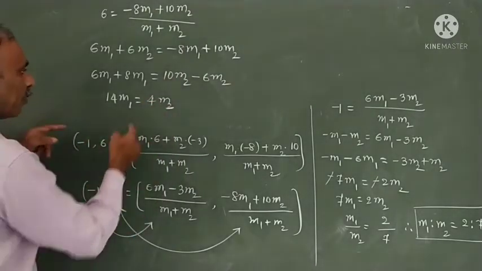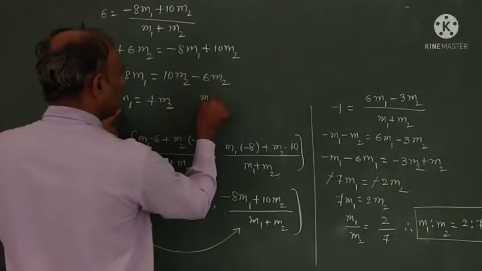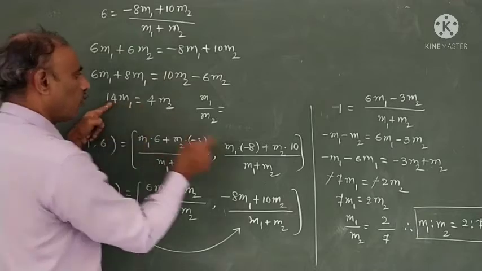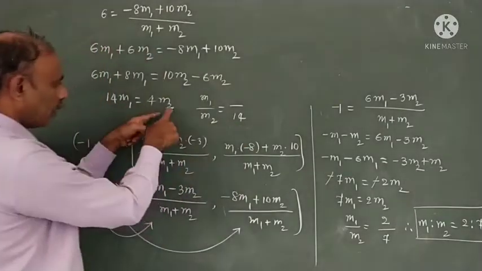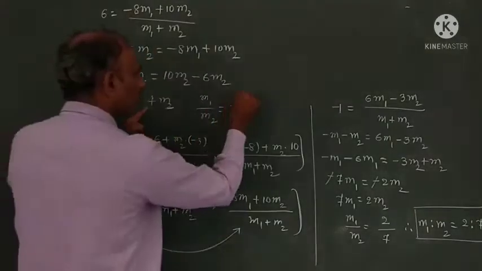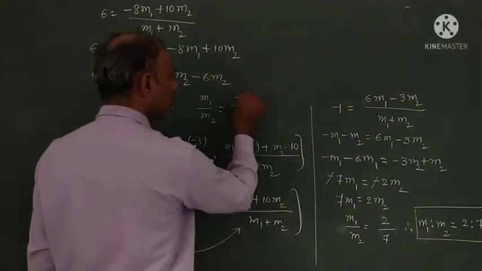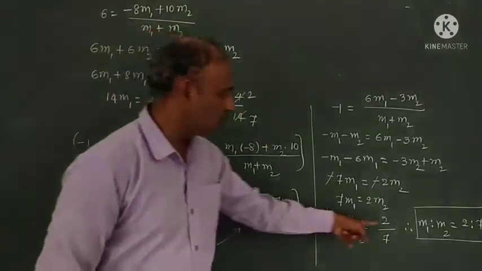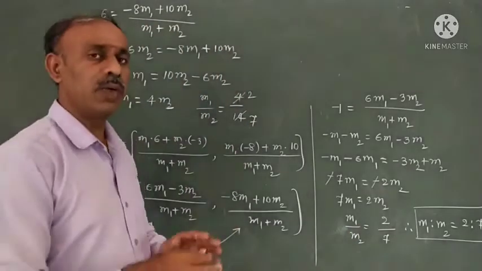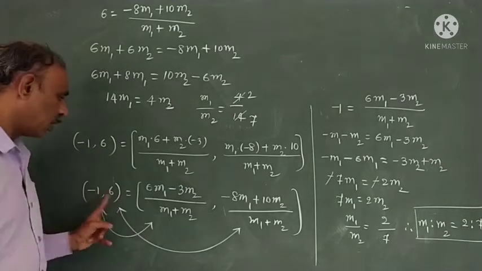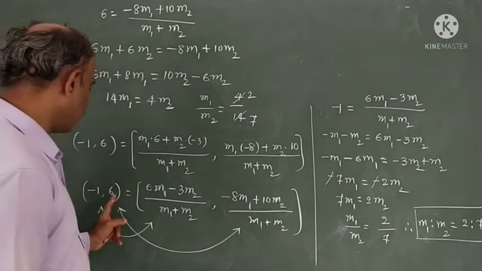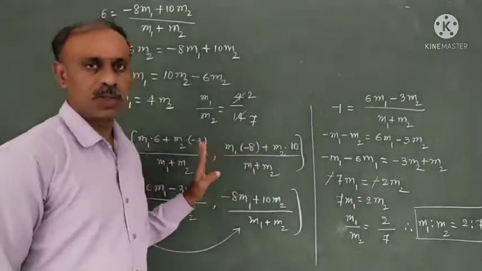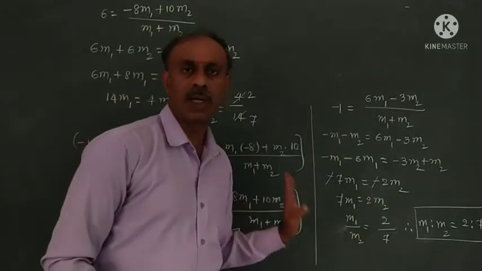So m1 by m2 you need to find. m1 stays here, 14 goes to the denominator, and m2 I shifted, so 4 remains there. We can divide: 2 twos are 2, 2 sevens are 14, so we get a ratio of 2 by 7. So there is no need to go with both. Either you can compare the x coordinates or the y coordinates; in both cases you get the same result. Therefore, consider any one.